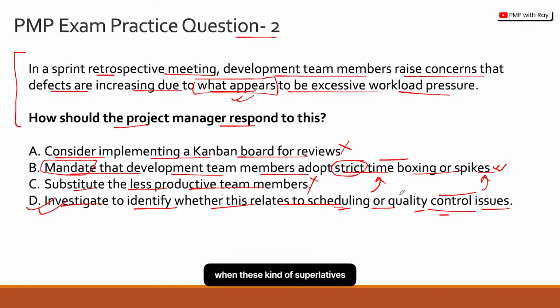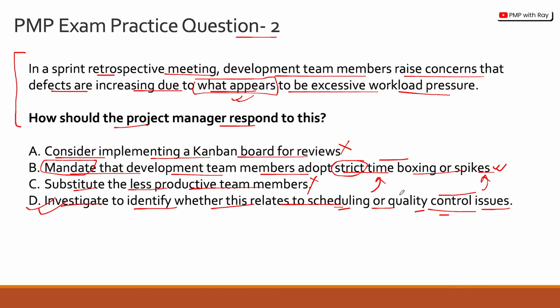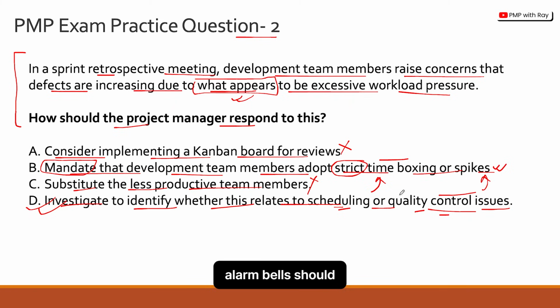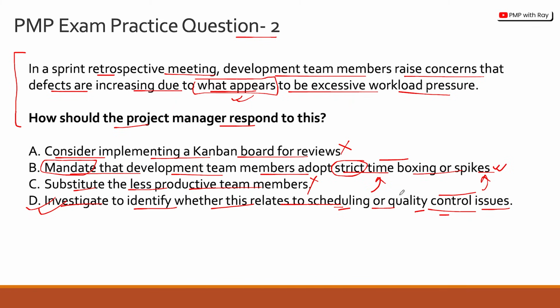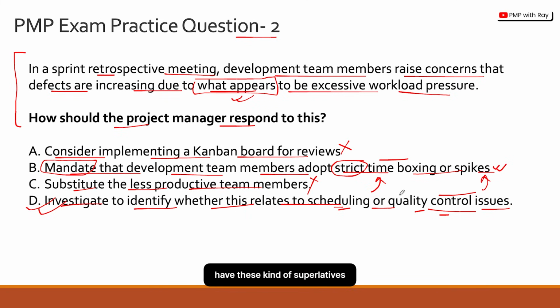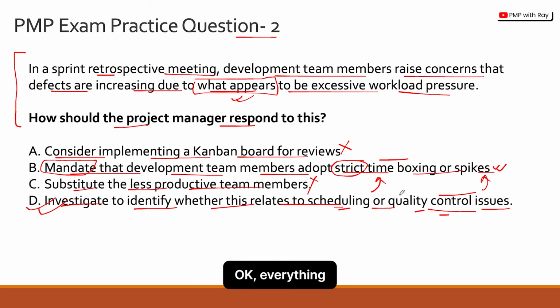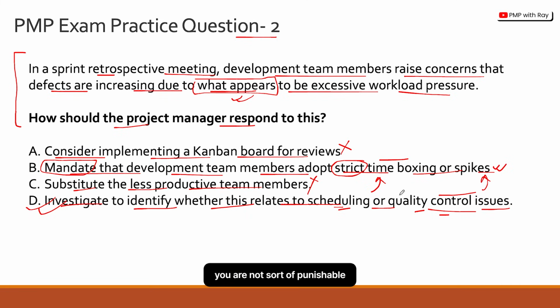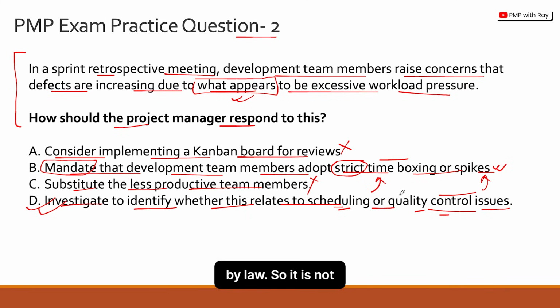When these kind of superlatives are juxtaposed within your answer option, your alarm bells should start ringing, because generally if you have these kind of superlatives as part of your answer option, they are generally incorrect. See, in project management nothing is a mandate. Everything is a guideline, so nobody can pull you to court just because you have done time boxing instead of spike, or if you haven't done either time boxing or spike. You are not punishable by law, so it is not a mandate.